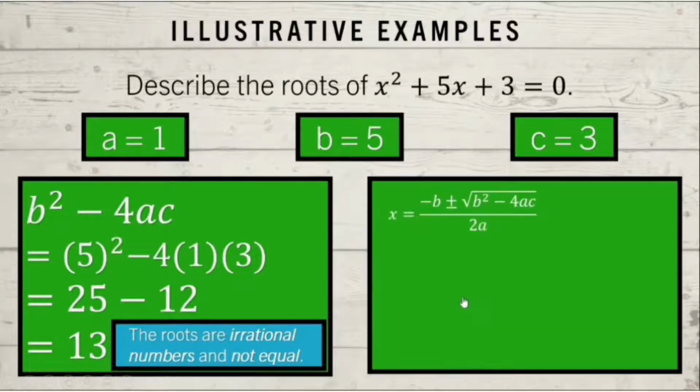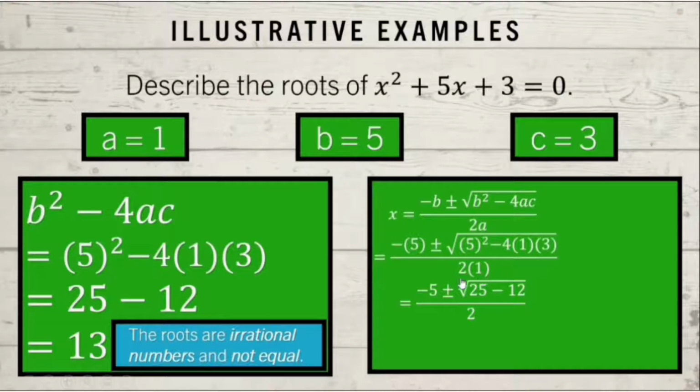By using the quadratic formula, let's substitute the given values of a, b, and c to the given formula. We will have negative 5 plus minus square root of 5 squared minus 4 multiplied by 1 multiplied by 3 over 2 multiplied by 1. And then perform the operation. We will have negative 5 plus minus square root of 25 minus 12 over 2. Let's simplify square root of 25 minus 12, which is the square root of 13. So we will have negative 5 plus minus the square root of 13 over 2.